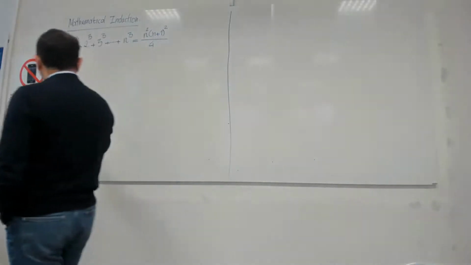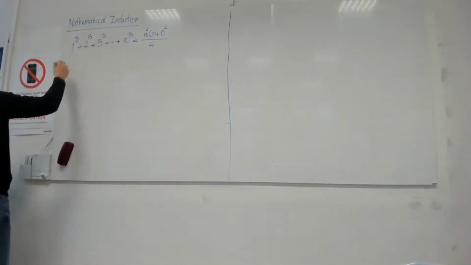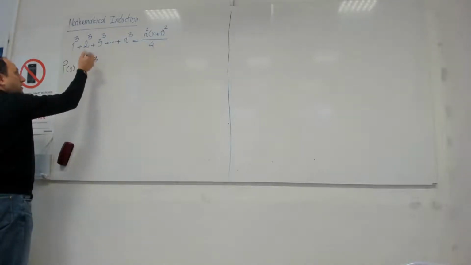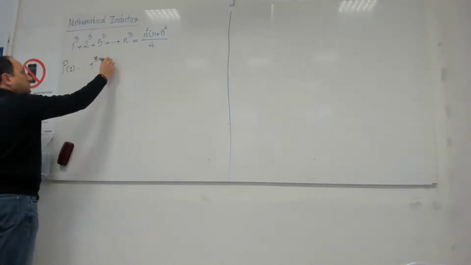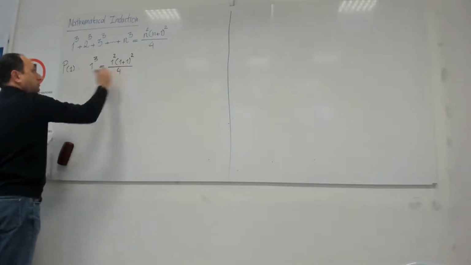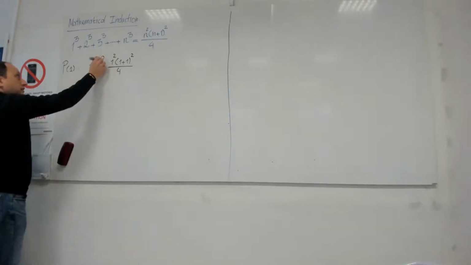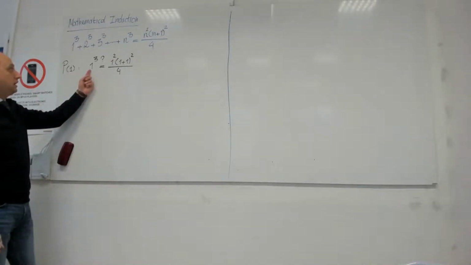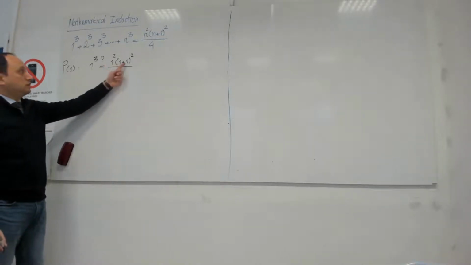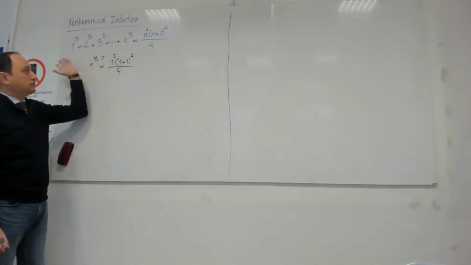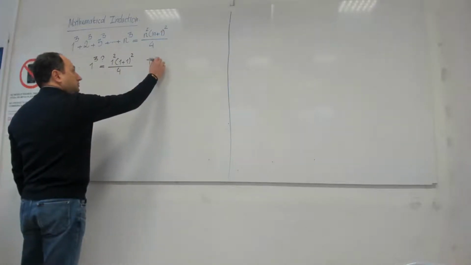Okay, so the first thing that you do is this is your Pn. So I check P1. The left-hand side becomes 1 to power 3, and the right-hand side becomes 1 to power 2, 1 plus 1 to power 2 divided by 4. So I need to check if that's correct or not. But hopefully you see that the left-hand side is 1. The right-hand side is 1 plus 1, 2, 2 to power 2, 4, 4 divided by 4 is 1, 1 times 1 to power 2 is 1. So it's true.